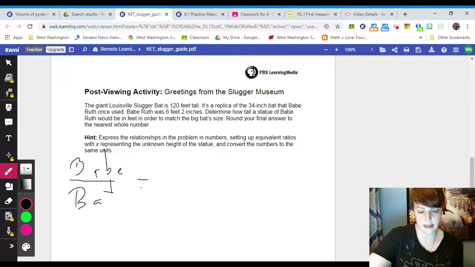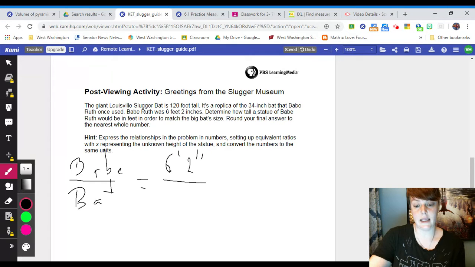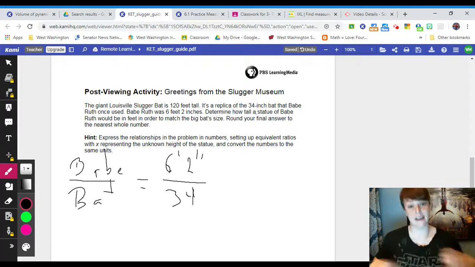In real life, Babe was 6'2", and so you would want to write that in inches. So 6'2", whatever that is in inches. And then over here, 34-inch bat. Gosh, this is horrible. Hopefully you guys can read this. If not, then hopefully my voice is enough.